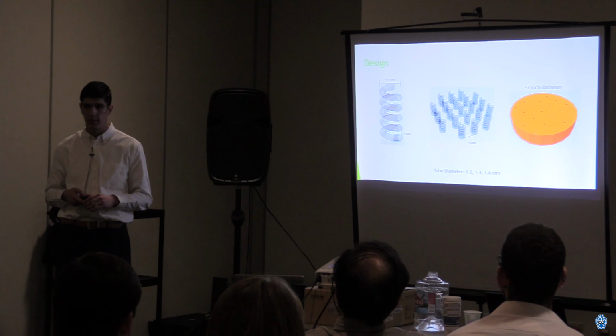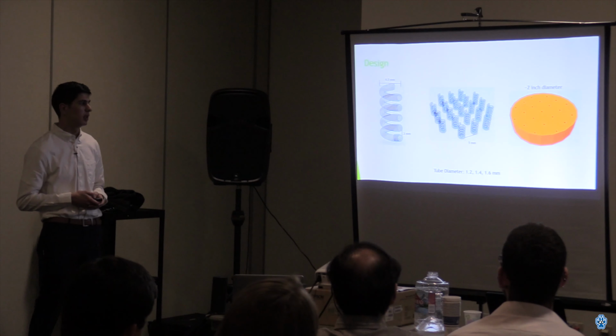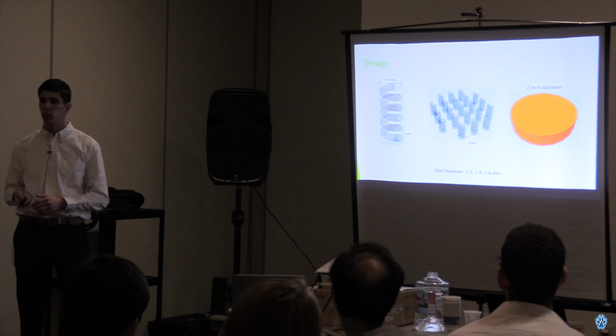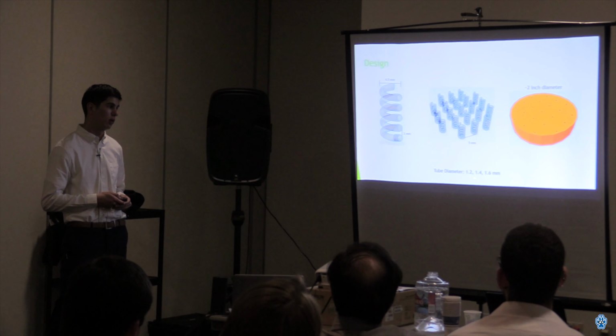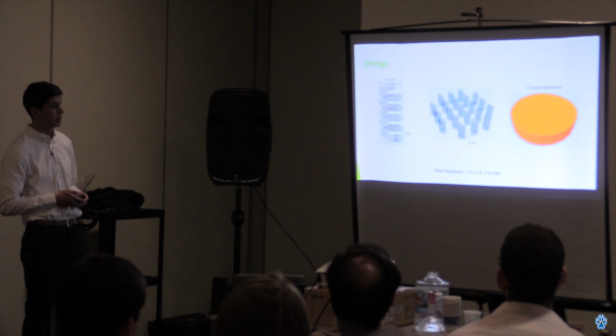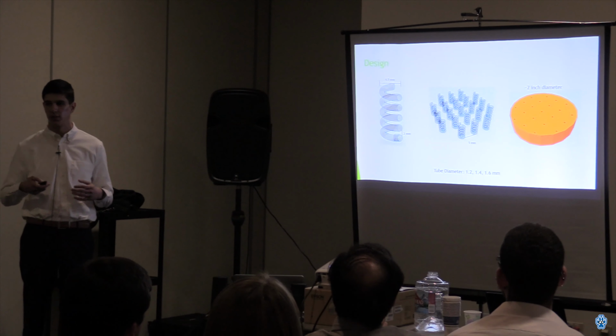So part about my design, I have 3 separate samples, and the tube diameter is this right here. I only varied one parameter, and that is the tube diameter. I have it at 1.2, 1.4, and 1.6 millimeters. All the other dimensions of the helixes are the same, so it keeps it constant and keeps my testing results a little bit better.